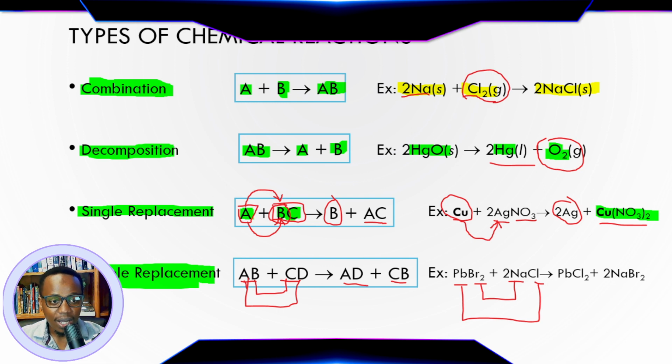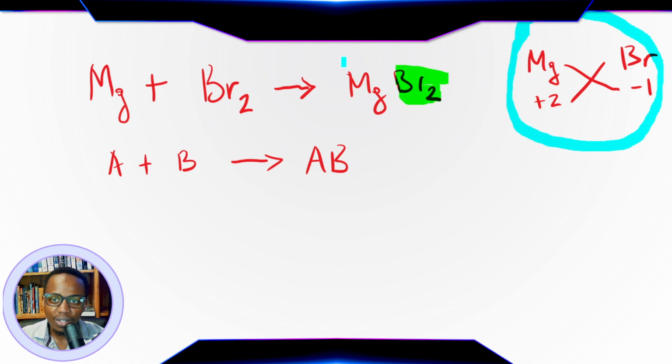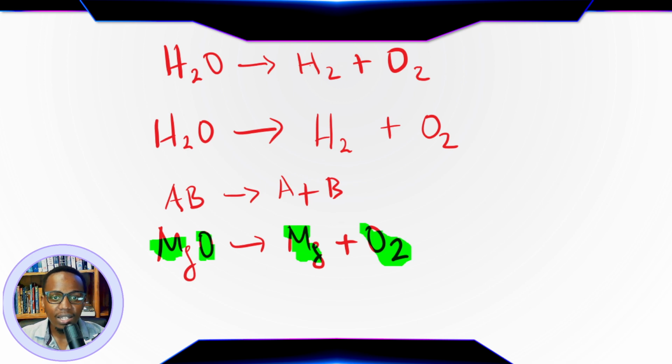Now, when we're predicting the products, we have to remember two things. Number one, remember to do the cross rule before you write down your product. You have to do the cross rule so that you can find the correct formula of your product. Very important. Another important thing is you have to remember the diatomic atoms, and you have to remember that they are not by themselves. Okay.